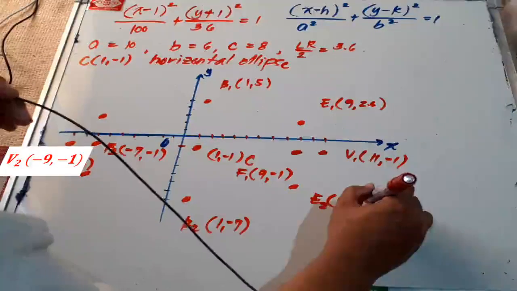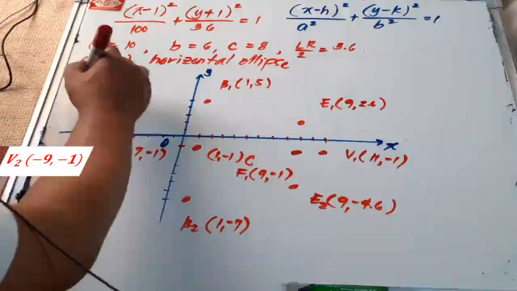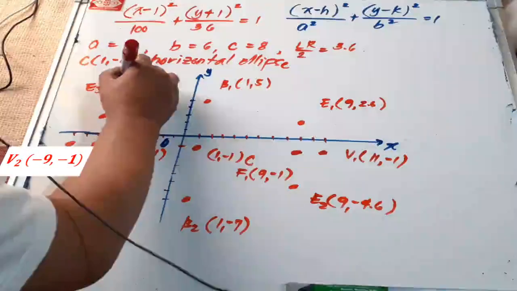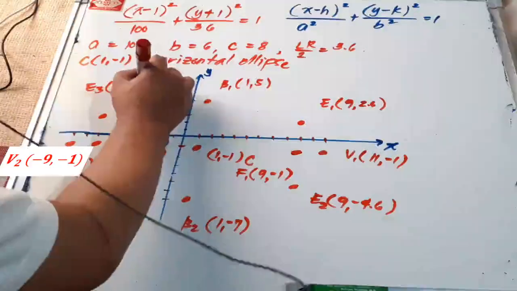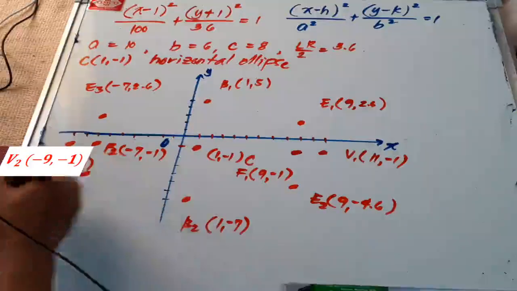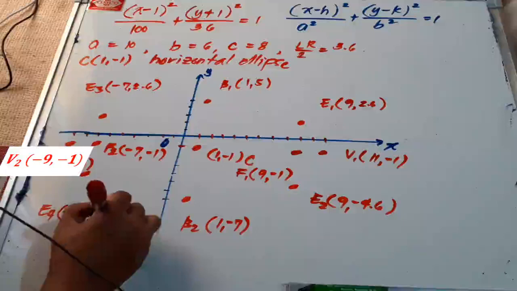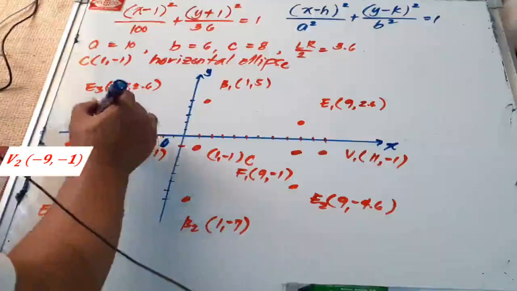negative 4.6. Dito, ganun din. E3. Ang kanyang horizontal distance is negative 7, same as focus 2. Ang kanyang vertical distance is 2.6. We have here E sub 4. Horizontal distance is negative 7. Vertical distance, katulad ito, negative 4.6. Okay. Yan. So, nandiyan na yung ating mga points. Sketch na lang natin yung graph.